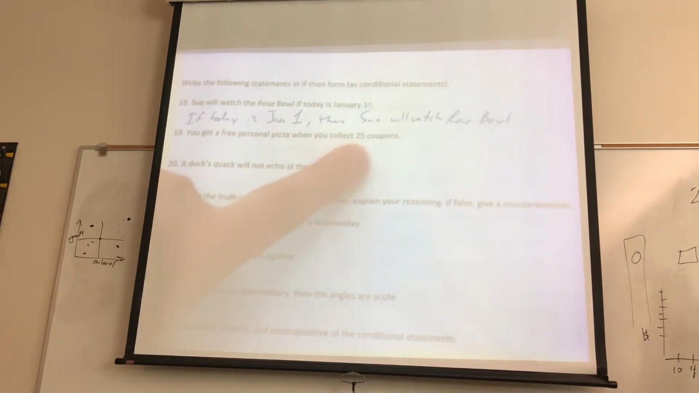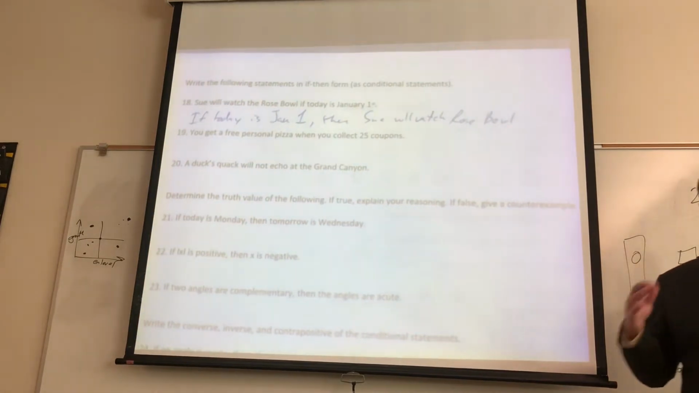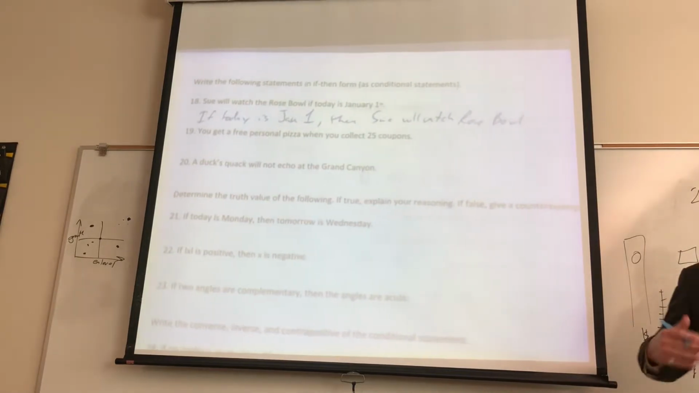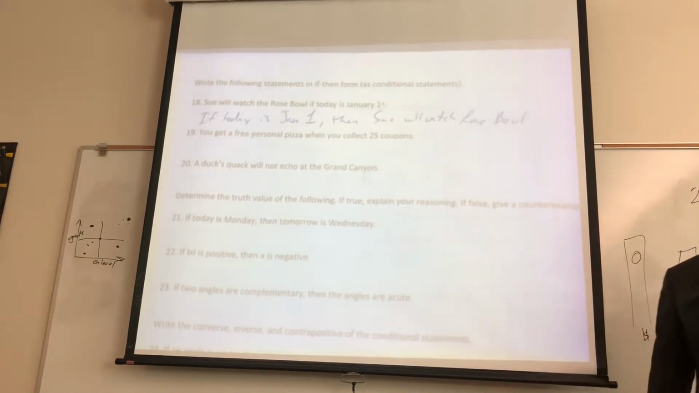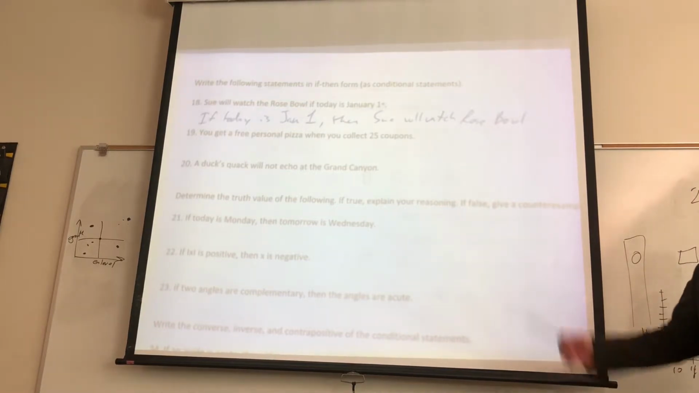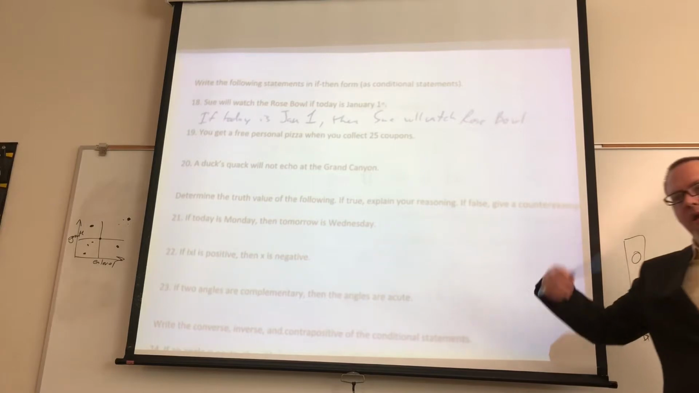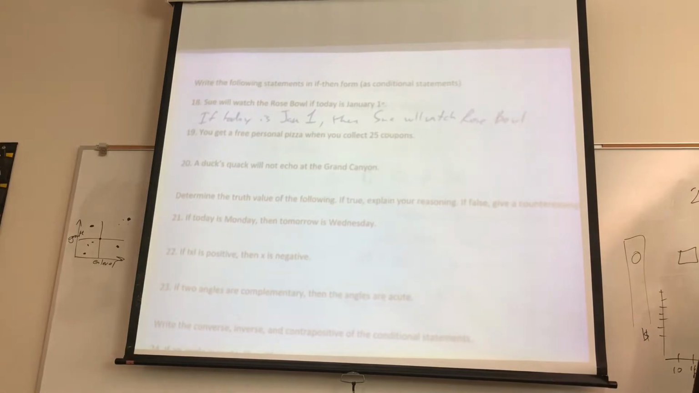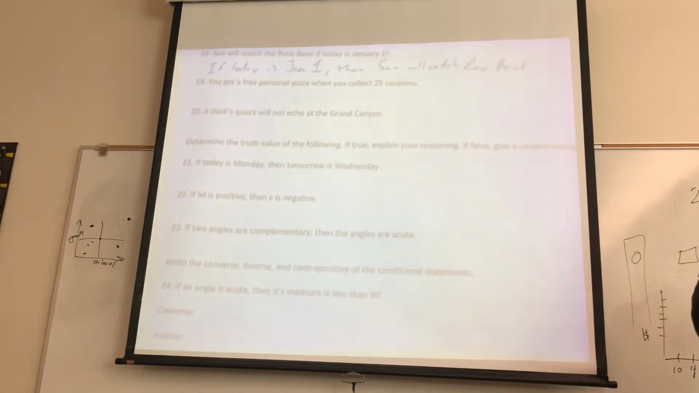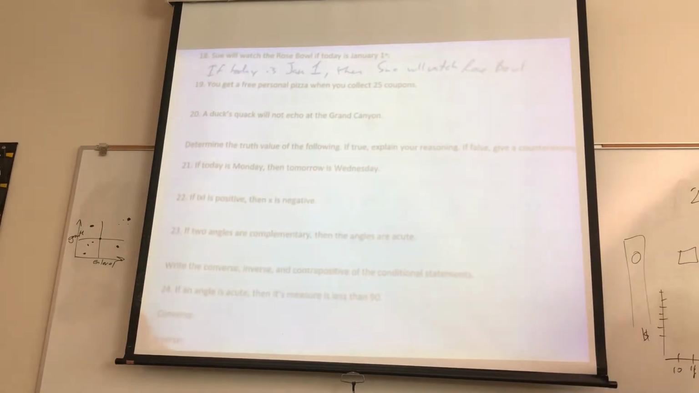You get a free personal pizza when you collect 25 coupons. The 25 coupons is the condition that has to be met for you to get a free pizza. So if you collect 25 coupons, then you get a free pizza. A duck's quack will not echo at the Grand Canyon. If it is a duck's quack, then it will not echo at the Grand Canyon. Okay? It can't be the fact that if it doesn't echo at the Grand Canyon, then it's definitely a duck's quack. There might be some other things that don't echo. All right? So you have to think about what depends on the other thing. The truth value. If today is Monday, tomorrow is Wednesday, that's false.